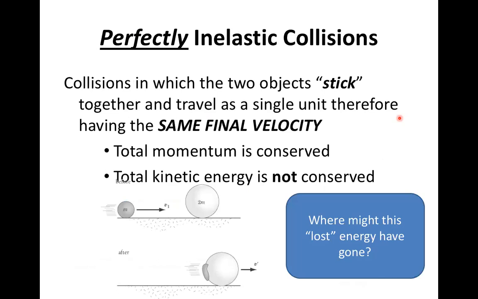Perfectly inelastic collisions happen when the two objects stick together and then travel as a single unit after, therefore having the same final velocity. This is very nice in the way that it simplifies our momentum equation. There's some simplifying that happens that is convenient when we have perfectly inelastic collisions. Total momentum is conserved, total kinetic energy is not conserved.